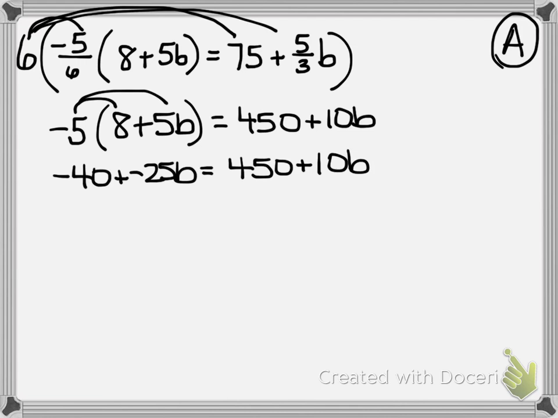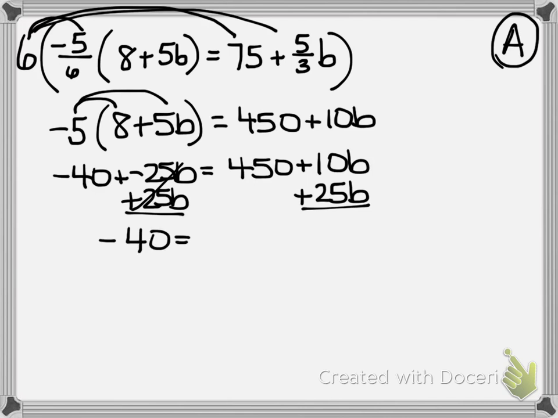So now we should be able to notice that we have b's on both sides of the equation. I like to get rid of the negative b's just to make it simpler. So if I have 25 negative b's, I cancel that out with 25 positives and balance it on both sides, 25 positives. So we have negative 40 left on the left. We have the 450 still left. And we added those up and we got 35b.